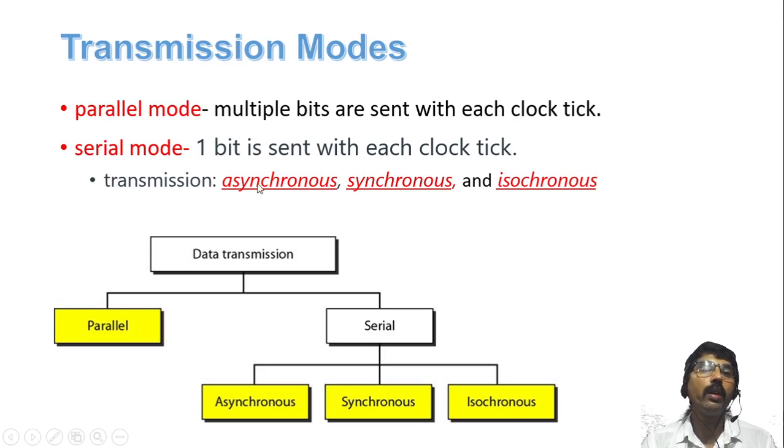In serial mode, there are three types of techniques. One is called asynchronous, the second one is synchronous, and the last one is called isochronous. These are the different transmission modes.